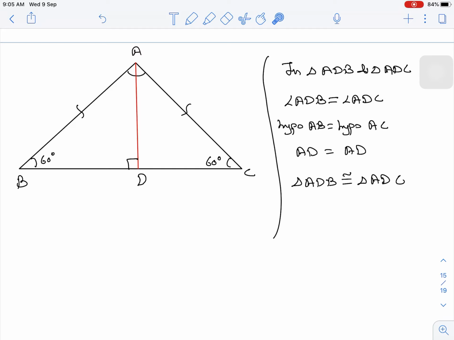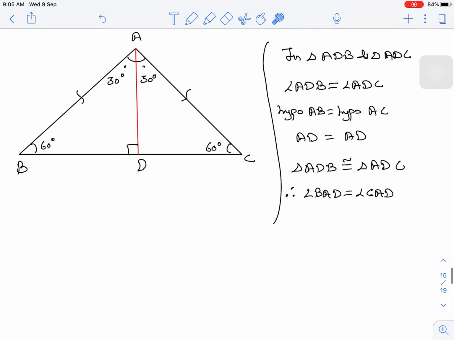Now if these two triangles are congruent to each other, then their corresponding parts must be equal. So what can we say now? Therefore angle BAD is equal to angle CAD, that is, this angle is equal to this angle. We know that this full angle was 60 degree. Since these both are equal, each part will become 30 degree. Now we are going to consider only this part of the original triangle.